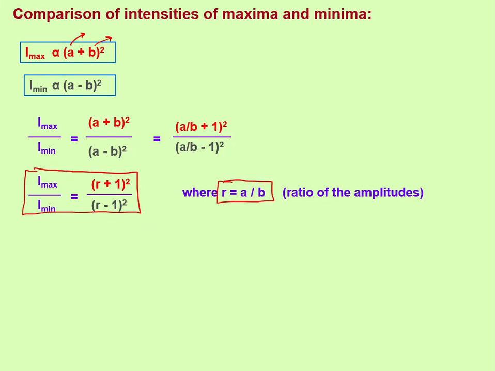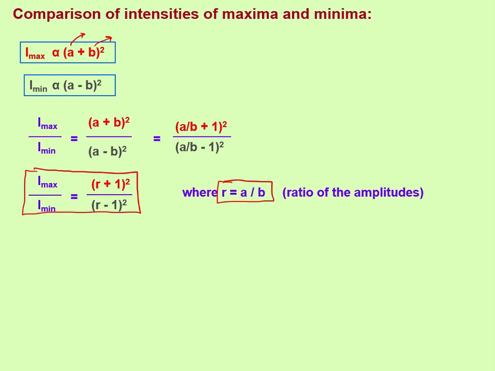Again, I'm revising this point. Maximum intensity takes place when two crests or two troughs coincide due to constructive interference. Minimum intensity on the screen takes place when one crest and one trough coincide due to destructive interference. And the ratio of maximum and minimum intensities on the screen is r plus 1 whole square upon r minus 1 whole square, where r is the ratio of amplitudes of individual waves.